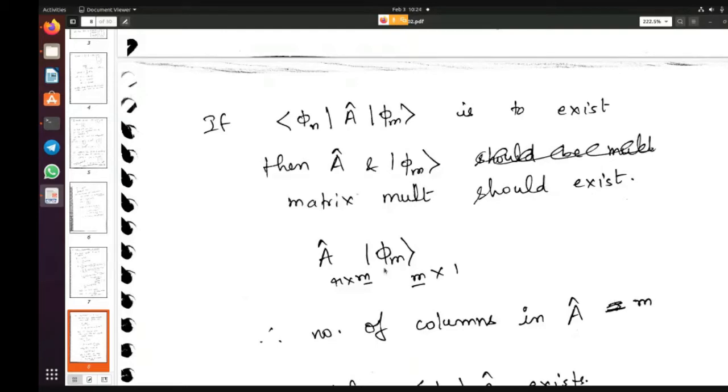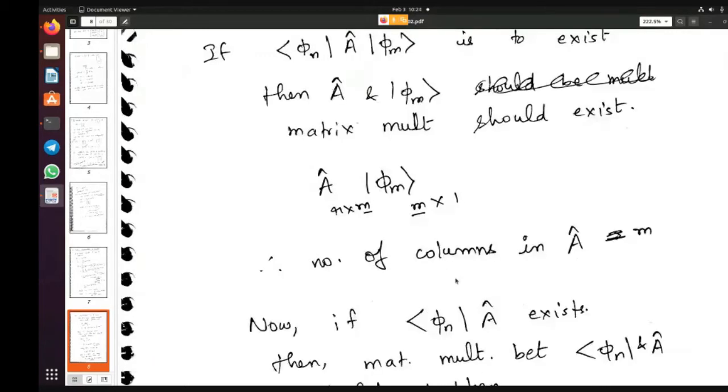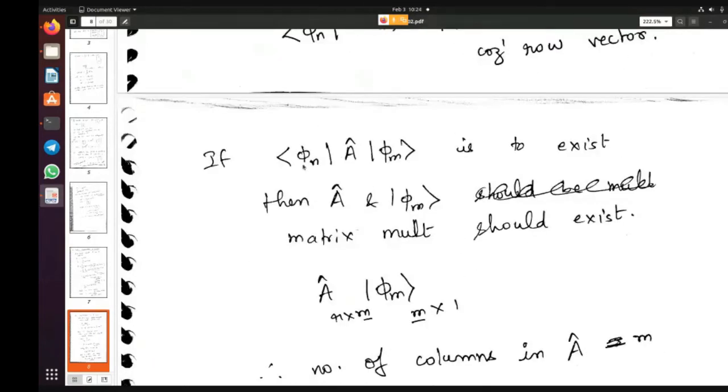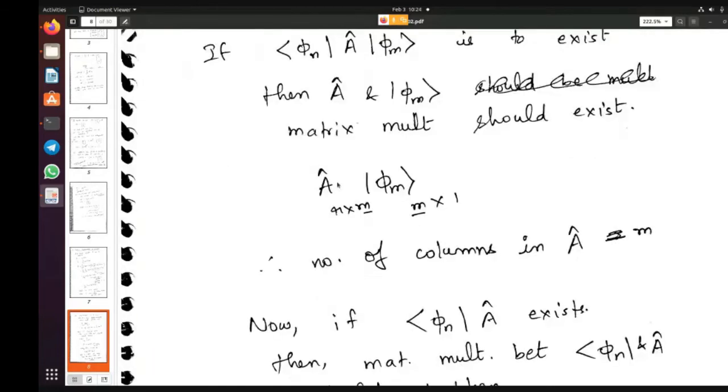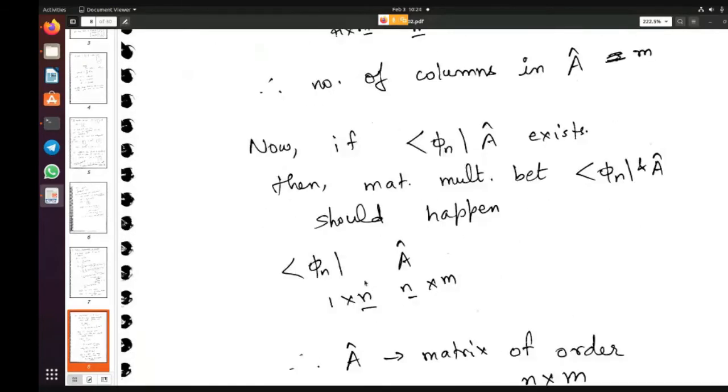Okay, so in that case, you can then do this matrix multiplication. So this has to be equal. Okay, now, but you can also do it the other way. You can multiply the bra phi n with the operator A. In that case, this n and this n need to be the same.